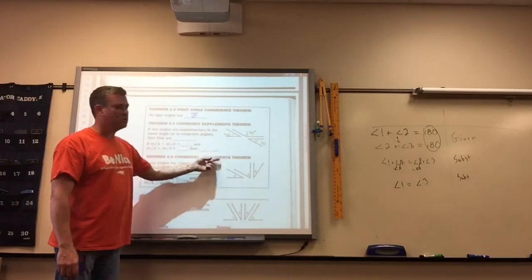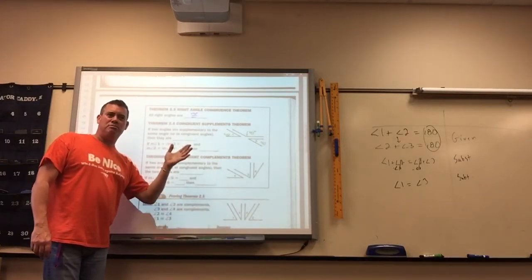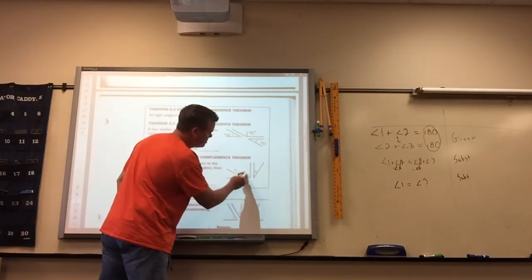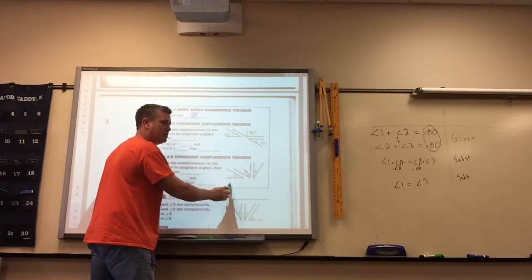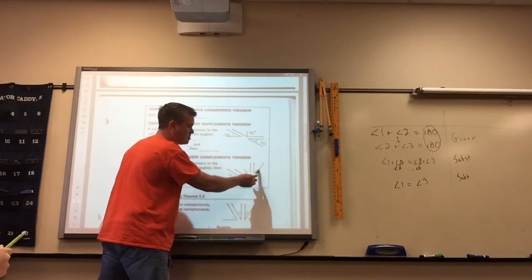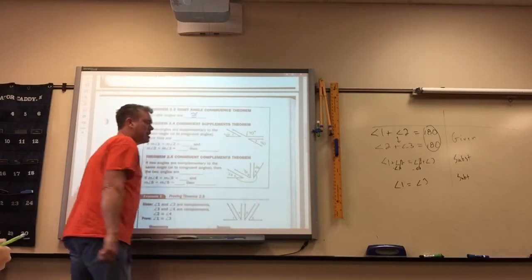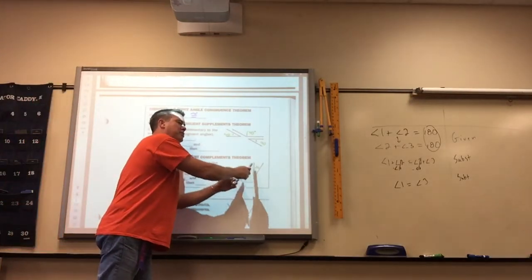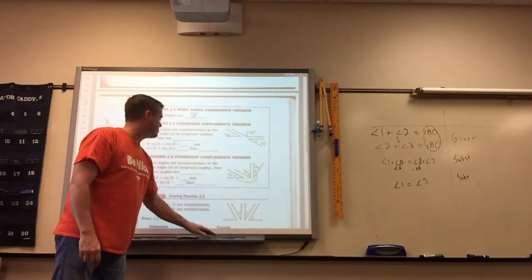That is also true with complements. Complement, remember, adds up to 90. If they tell us that 5 is a 70-degree angle and 4 and 5 are complementary, 4 has to be 20. And then they tell us 5 and 6 are also complementary, 20. There you can see 6 has to equal 4. So if two angles are complementary to the same angle, they have to be equal to each other.